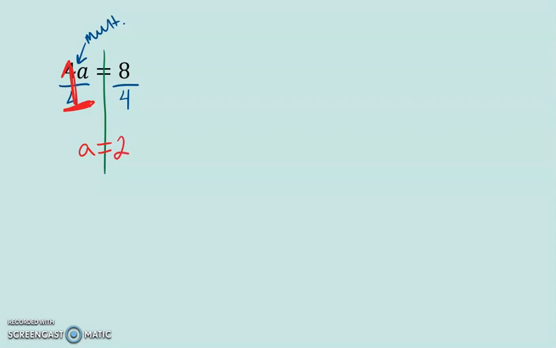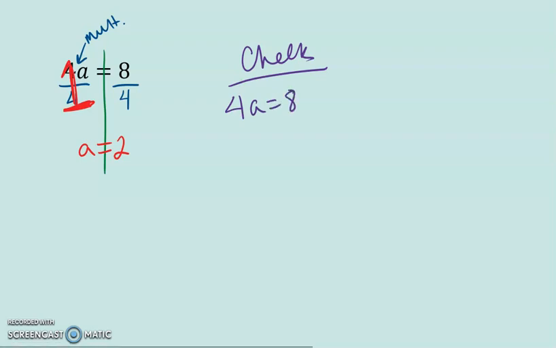So now, we got to do our fancy check. And again, I'm going to start with my original problem. And then I'm going to take my answer and I'm going to replace it. I'm going to substitute it into the original problem for my variable. And I'm going to do that math. Now, what a lot of people do is they just stick those things together and they say 42 equals 8. But let's remember that earlier we said this was multiplication. So this is really 4 times 2 equals 8.